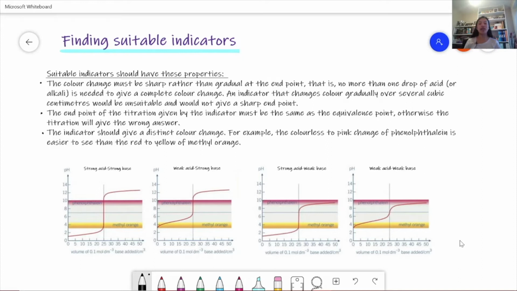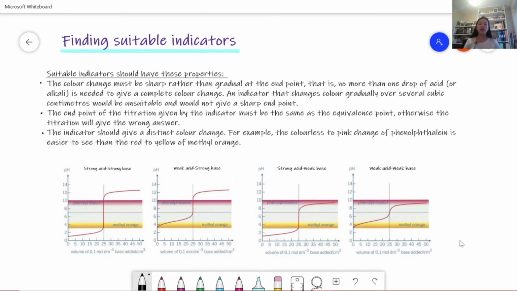Secondly, the endpoint of the titration given by the indicator must be the same as the equivalence point, otherwise the titration will give the wrong answer. So the endpoint is the volume of acid or alkali that you've added before the colour changes, and the equivalence point is how much acid or alkali has been added so that it has been neutralised. And so these two should be the same. Thirdly, the indicator should give a distinct colour change. So, for example, the colourless to pink change of phenolphthalein is easier to see than the red to yellow of methyl orange.